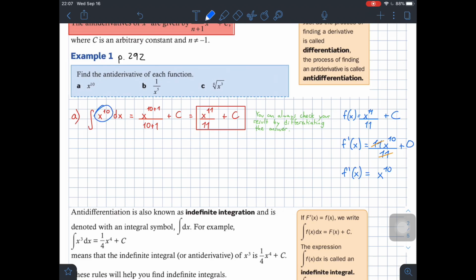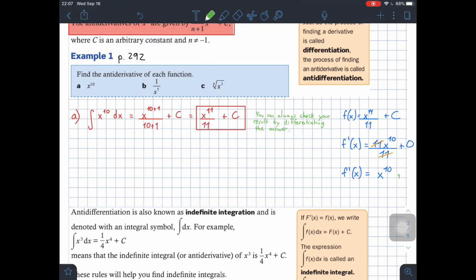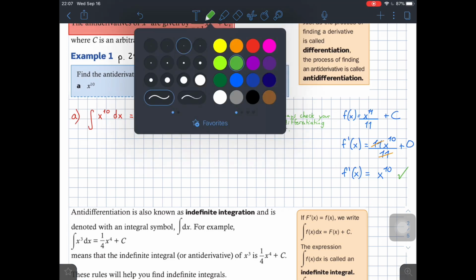And that's exactly our original function we had here, right? X to the power of 10. That means that we did this antidifferentiation correctly, right? This is correct. So that's one way you can always check your result. Now let's see exercise B.